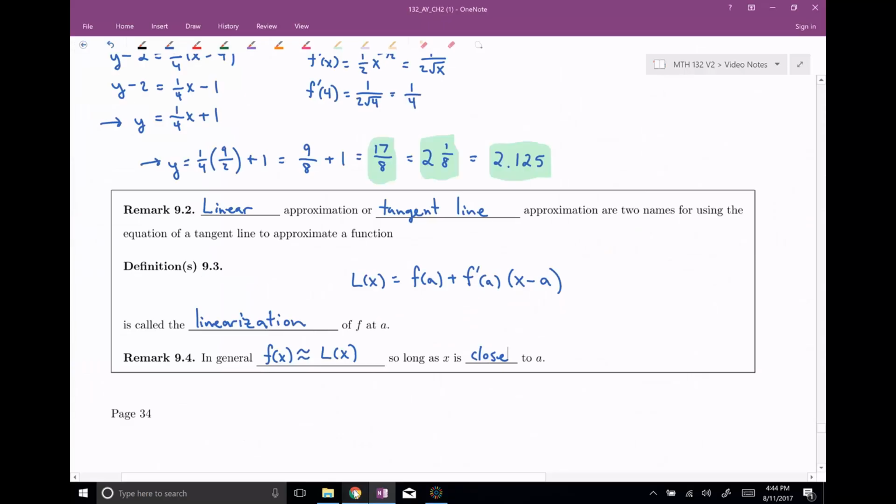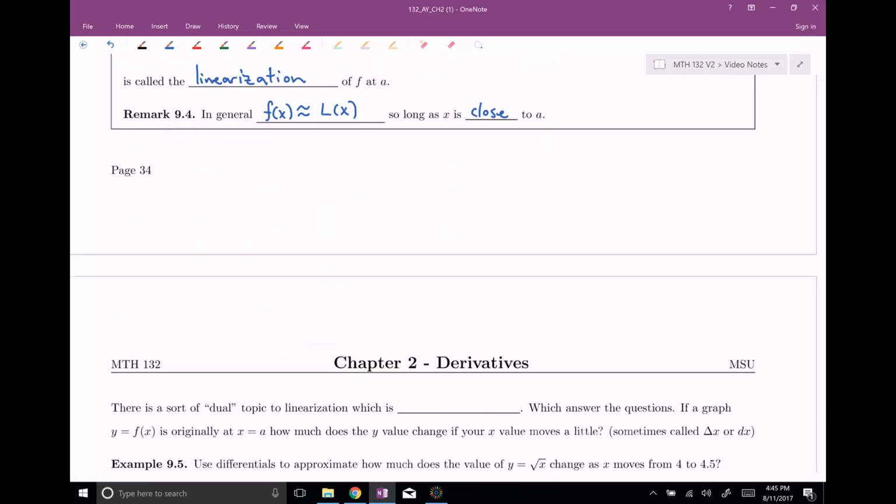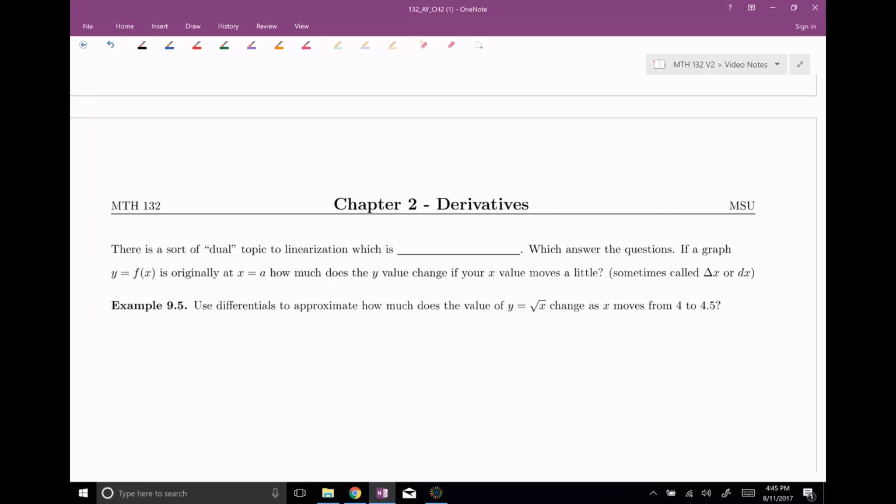All right, so that is the idea behind linearization, or linear approximation, that we can use the tangent line to approximate the function. Sort of a dual topic to linearization is an idea called differentials. Differentials are closely related to linearization, but they answer a slightly different question.